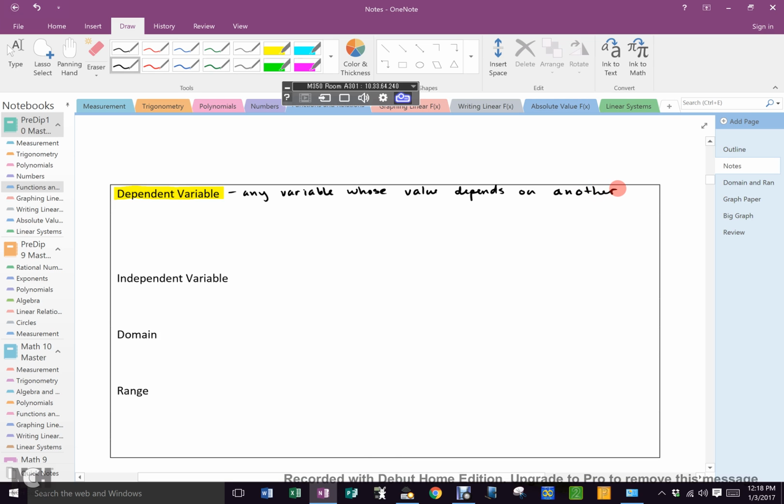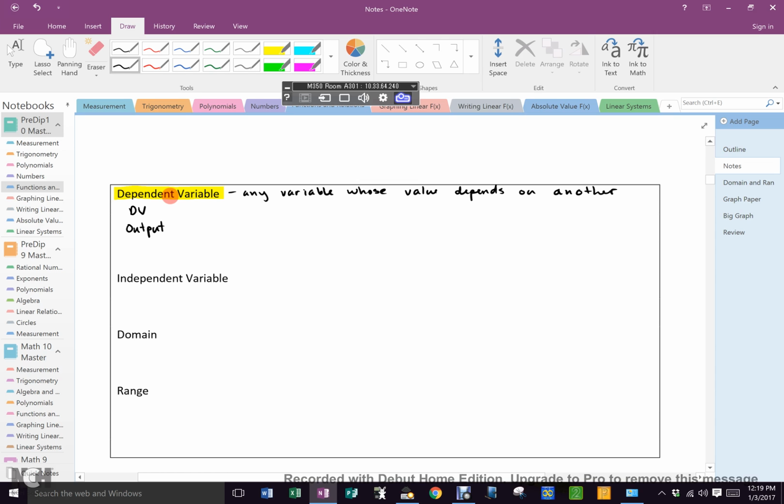So, if I only have one variable, can it be dependent or independent? It can be neither, right? If you only have one thing you're counting, it is not dependent on anything else, is it? Everybody cool with that? And I abbreviate the dependent variable as DV. I also call it the output, because you don't know what that's going to be until you know where you start from.